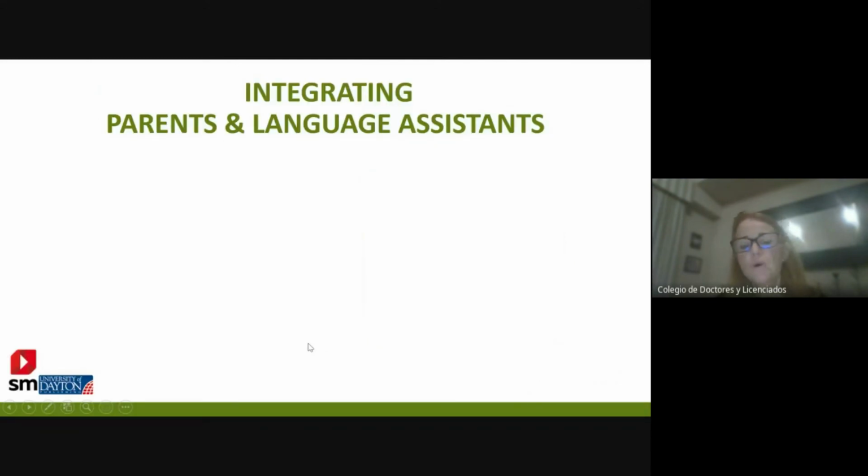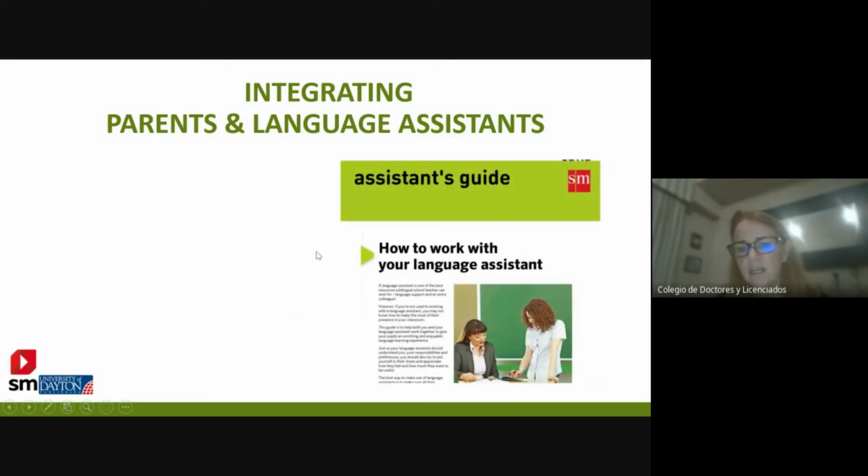Okay, so also we need to integrate parents and language assistants into this equation. I don't know how many of you work with language assistants, but from schools that I go to, teachers really struggle with them, and it really does need to be thought out really well, because the teachers say, oh, they come and they don't know what to do, they haven't a clue.